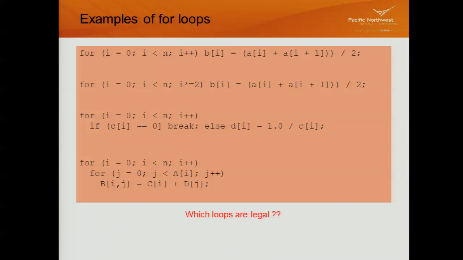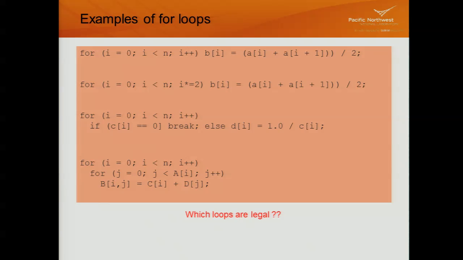Okay, so here are examples of a bunch of loops. The first one is i equal to 0 to n, i plus plus, and it simply assigns b of i to a of i plus 1. The second one, i goes from 0 to n, but it's i equal to i times 2. Again, the same computation here, b of i is equal to a of i plus 1. Here's another one where i goes from 0 to n, i plus plus. If c of i happens to be 0, then we break, else we assign d of i equal to 1 divided by c of i, right?